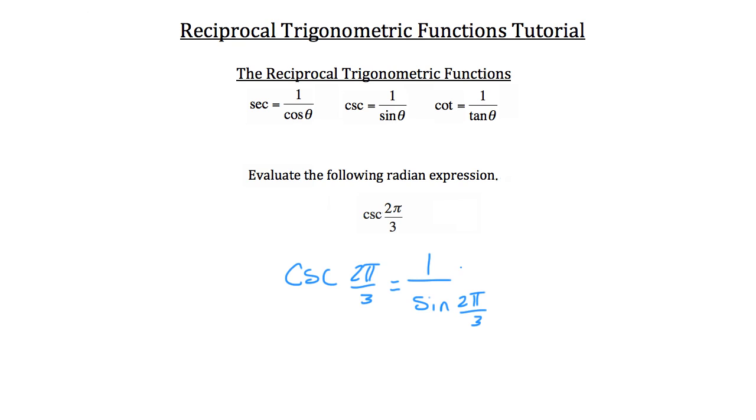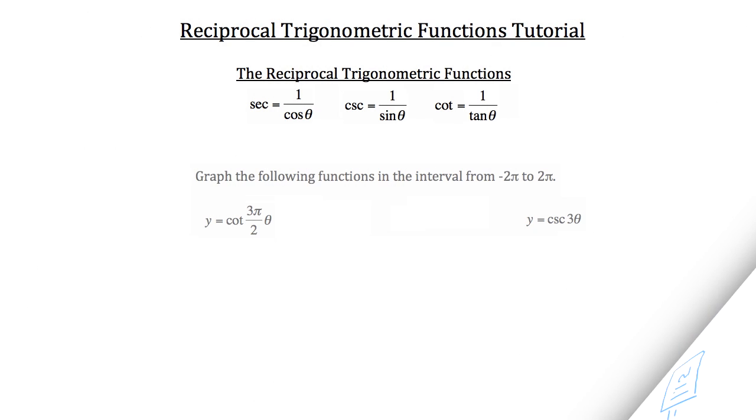So if you put it into your calculator as 1 over the sine of 2 pi over 3, what you'll get as an answer is 1.15. Now remember, your calculator has to be in radian mode for this to work. Now let's take a look at graphing some of these reciprocal trigonometric functions. What we're going to do is graph the following functions in the interval from -2 pi to 2 pi.